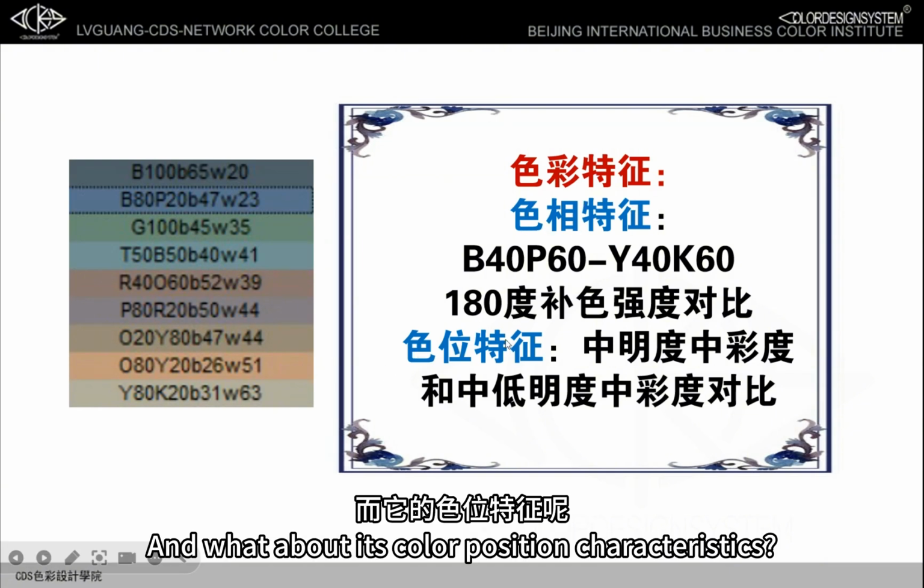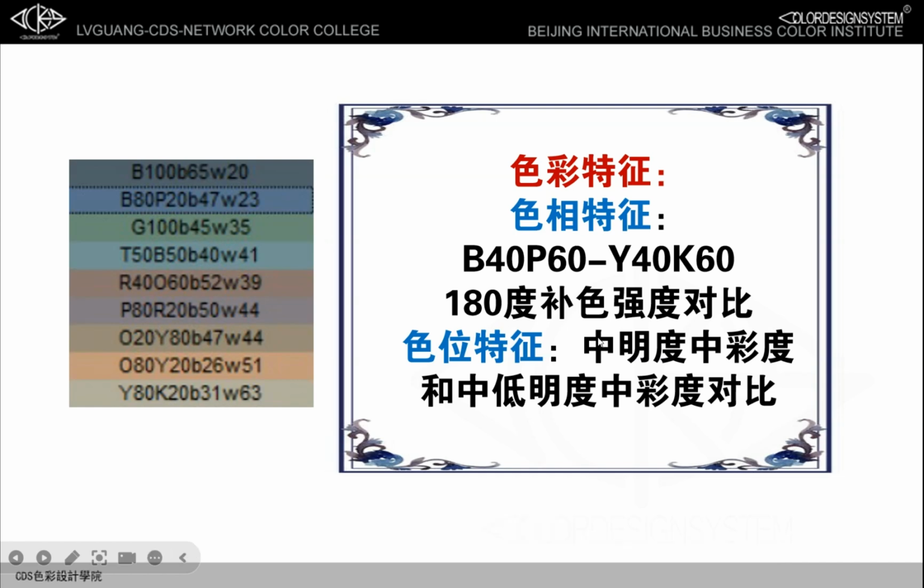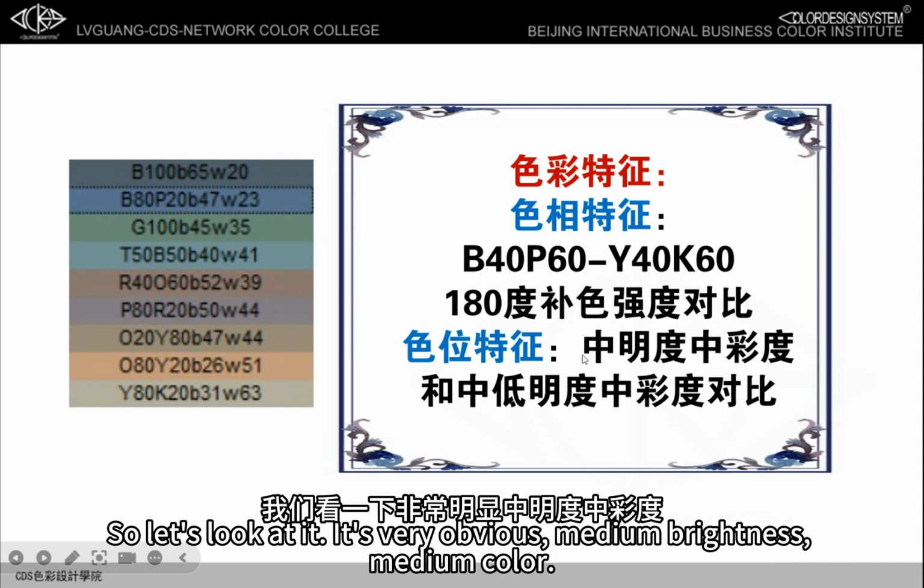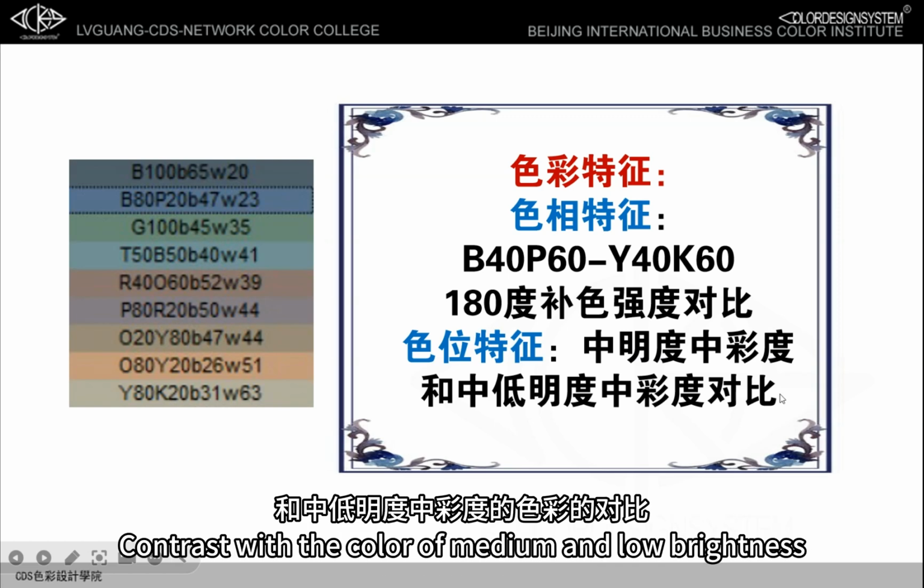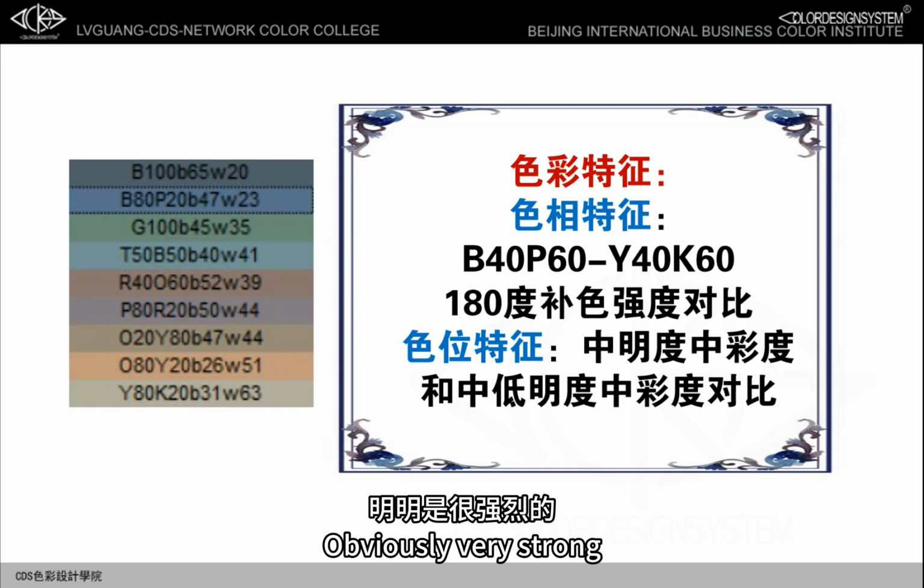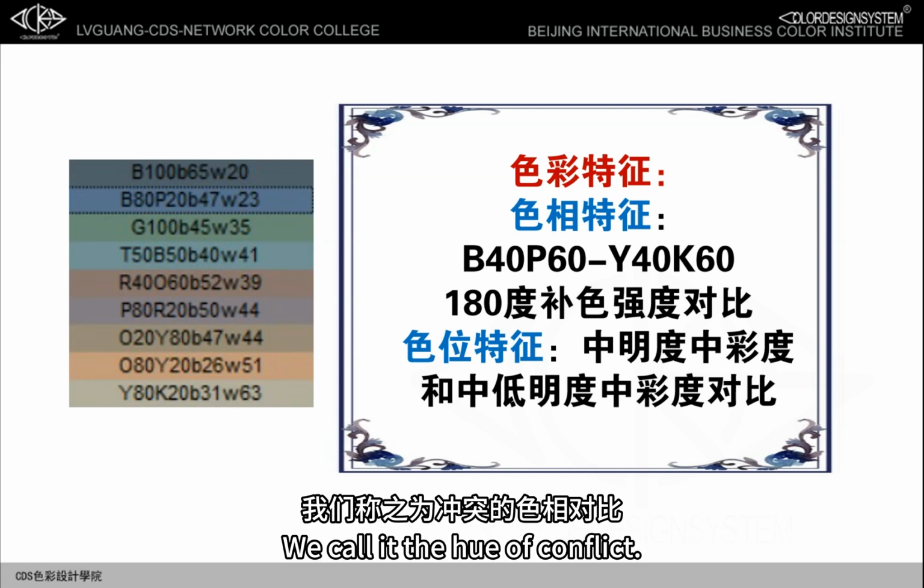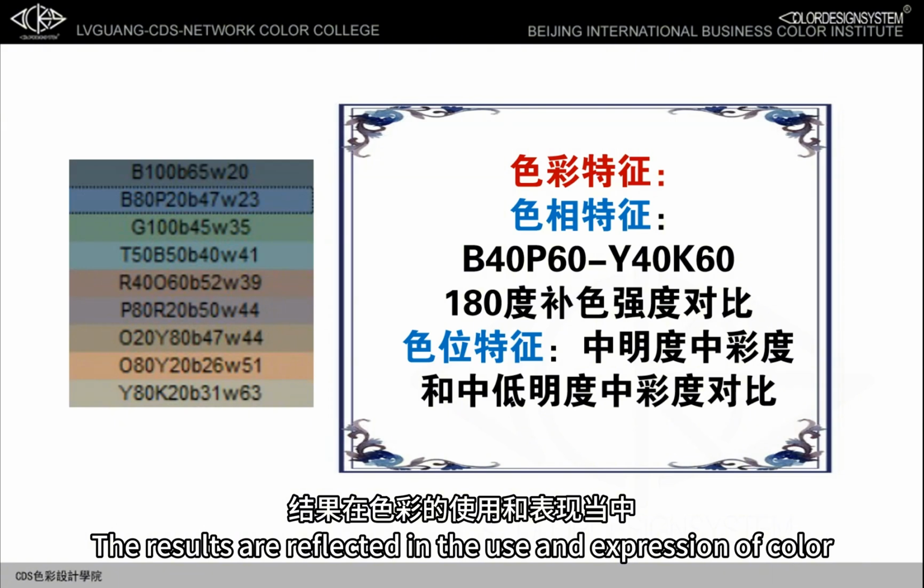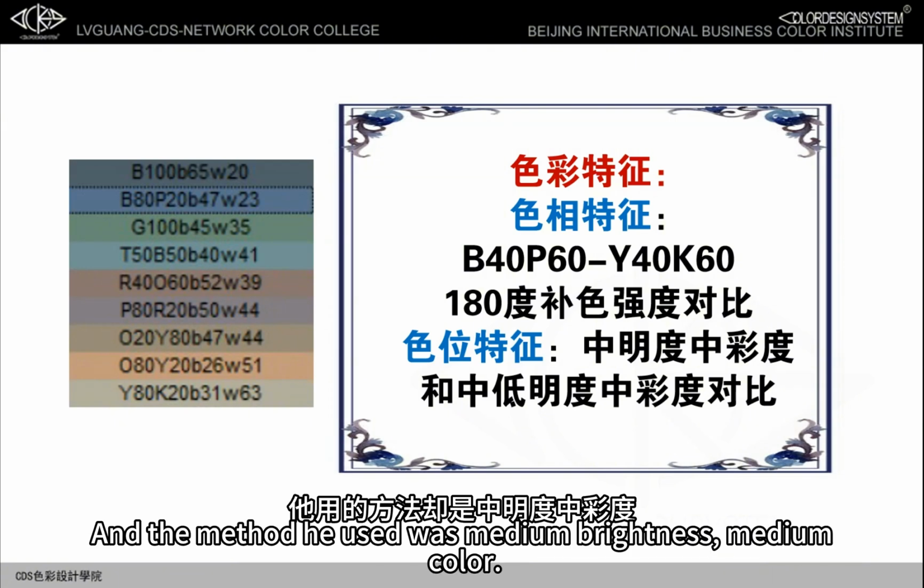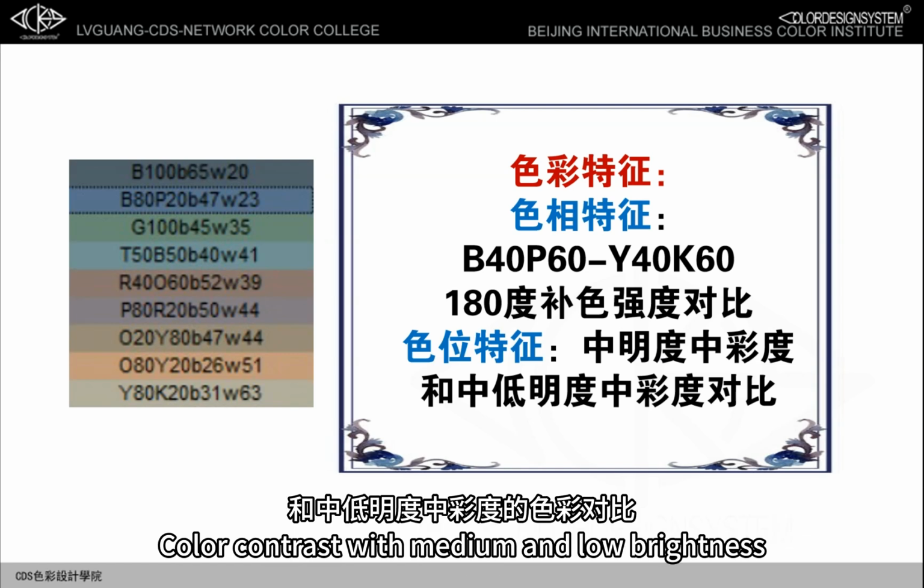And what about its color position characteristics? So let's look at it. It's very obvious. Medium brightness, medium color. Contrast with the color of medium and low brightness. Obviously very strong. We call it the hue of conflict. The results are reflected in the use and expression of color. And the method he used was medium brightness, medium color, in contrast with medium and low brightness.